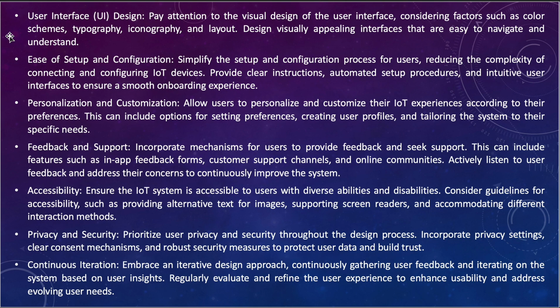Privacy and security: prioritizing user privacy and security throughout the design process, incorporating privacy settings, clear consent mechanisms, and robust security measures to protect user data and build trust. Yes, we talked about this topic a couple of times throughout. As I told you, these all interact with each other. That's why this is there.